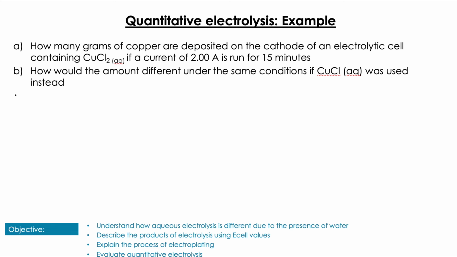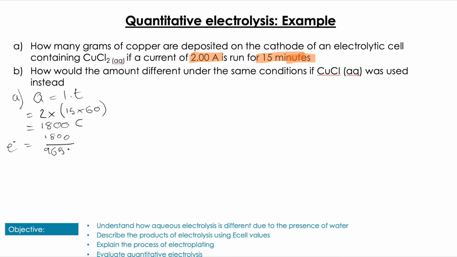So using Q equals IT and the information from the question, we've got 2 amps, which is our value for I. The only thing we need to convert is 15 minutes into seconds. So we're just going to do 2 times 15 times 60. And that is going to give us our charge in coulombs. And to be able to convert this into grams, we need to work out the number of electrons that we have. So we're just going to divide that by Faraday's constant. And that is going to give us the number of moles of electrons we have.